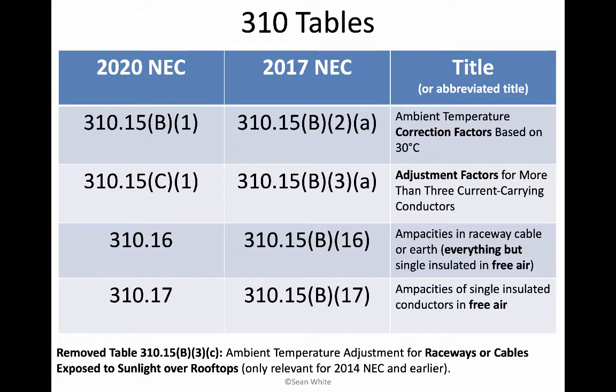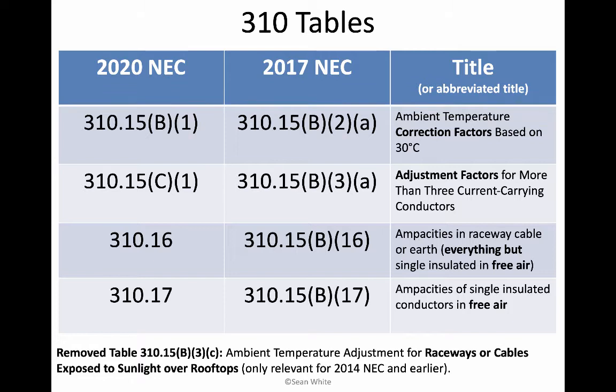310.15c1 is the adjustment factor for more than 3 current carrying conductors. And that used to be 310.15b3a. With B3A, I always remembered that there's greater than 3 current carrying conductors in conduit. How am I supposed to remember C1? Out of these 2 adjustment and correction factors, we only have B1 and C1. So maybe that'll help us remember that.